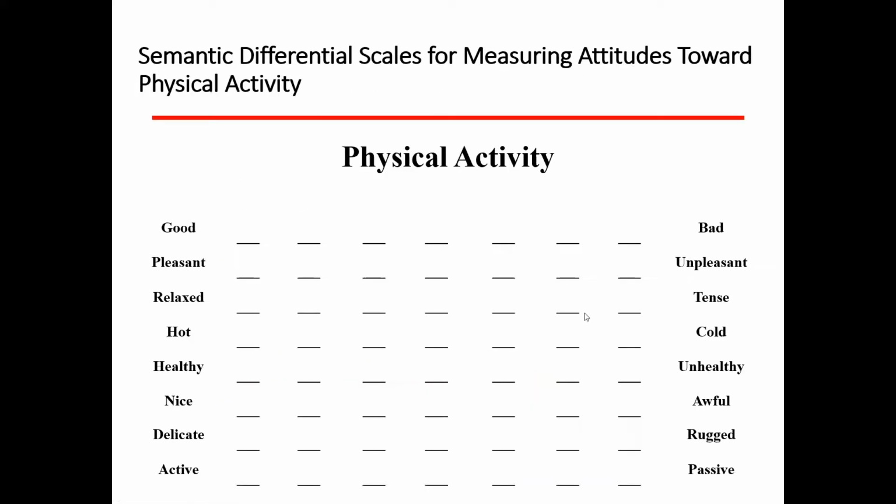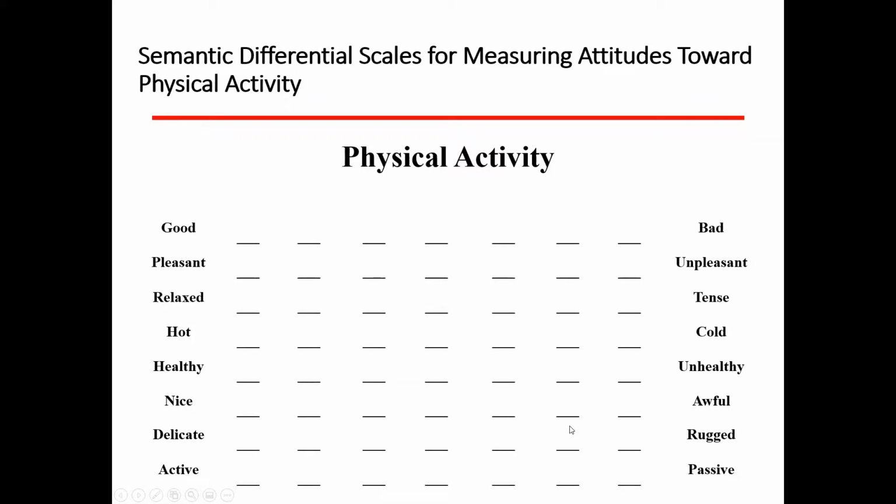So here's one for physical activity. So your attitude towards physical activity. When I say physical activity, what do you think on a scale of good to bad? And mark along that scale from thinking it's pleasant to unpleasant, relaxed to tense, hot to cold, healthy to unhealthy, nice to awful, delicate to rugged, active to passive.